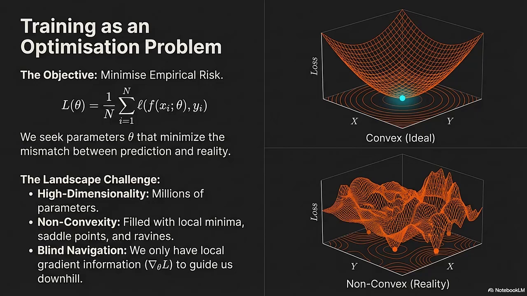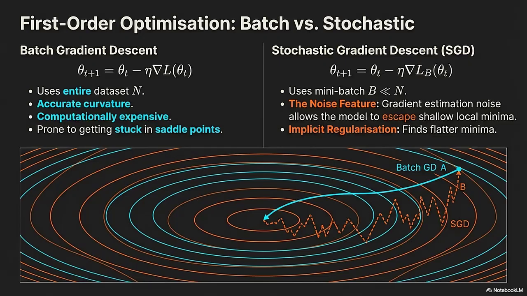Okay, so how do we even begin this descent into the landscape? Well, we start with our most fundamental tool, good old vanilla gradient descent. Now, the blue line you see here represents batch gradient descent. It calculates the gradient using the entire dataset. This gives a very smooth path, but it's incredibly slow and expensive. The orange line, on the other hand, is stochastic gradient descent, or SGD.